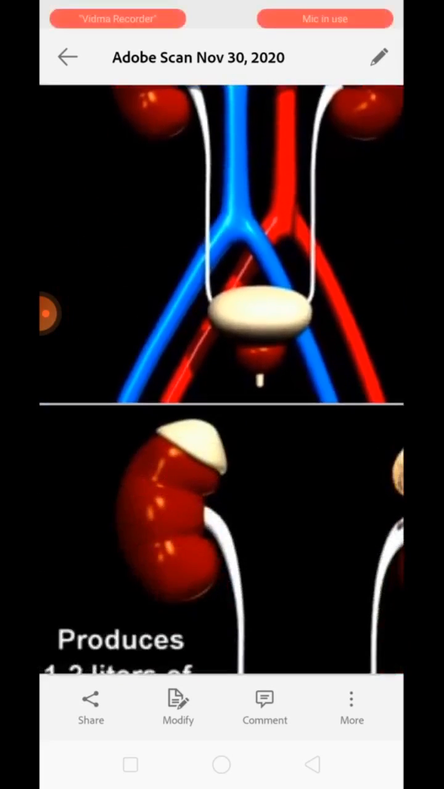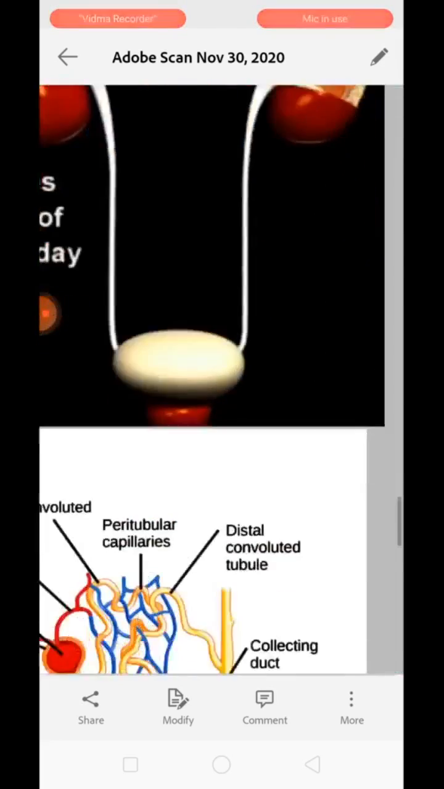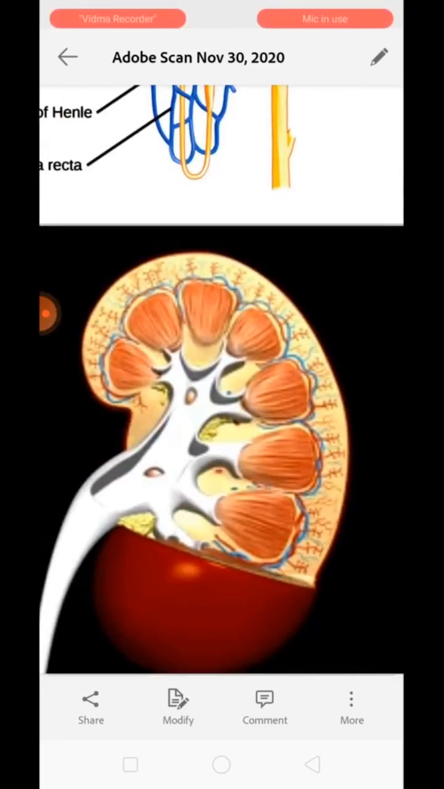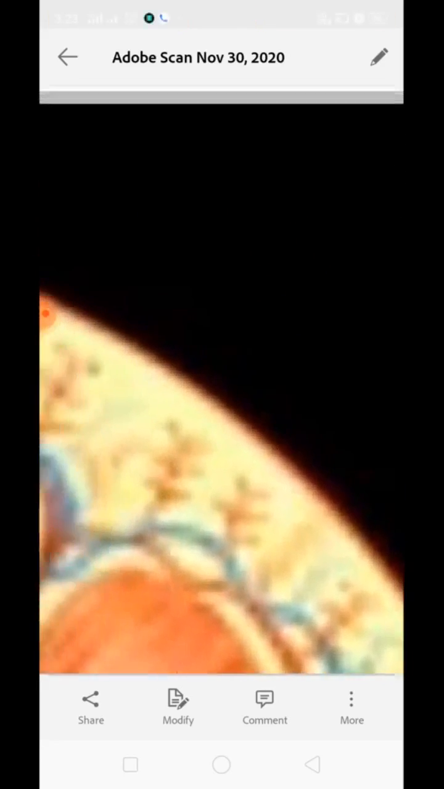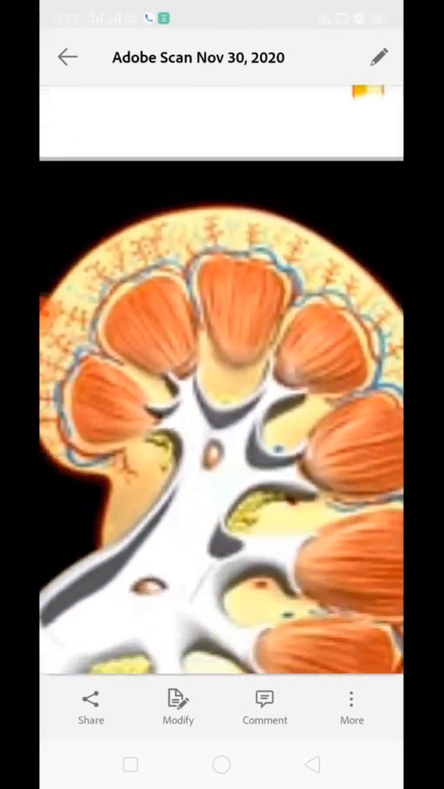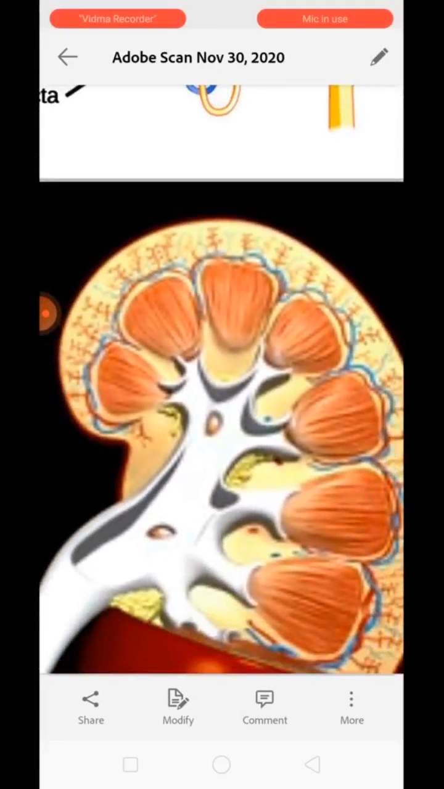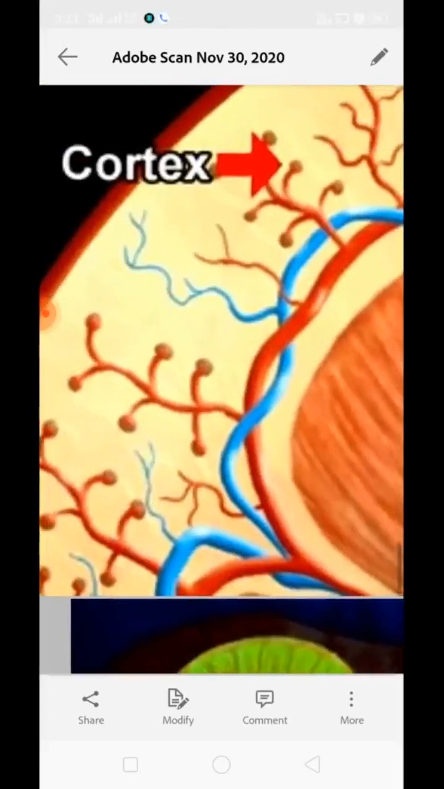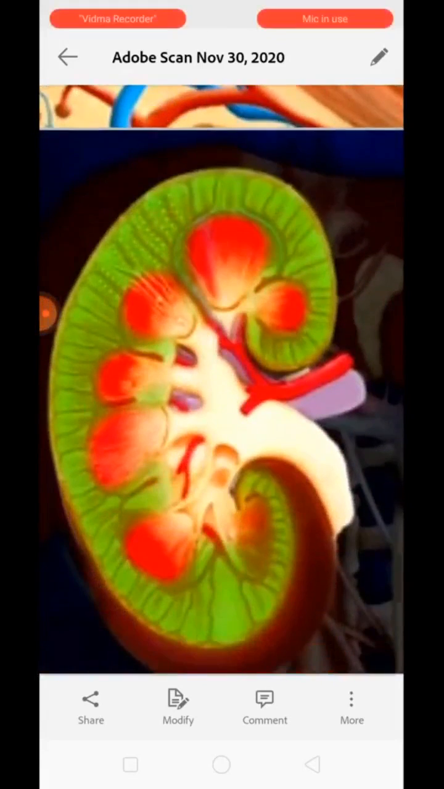Over here you can see the cut section of the kidney. The upper part of the kidney, which has this structure, is known as the cortex, whereas the middle part of the kidney, which has lots of pyramid-like structures, is known as the medulla. Understood? You can see this is the cortex and the red portion over here is the medulla.